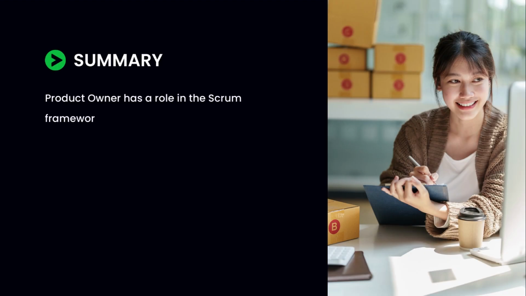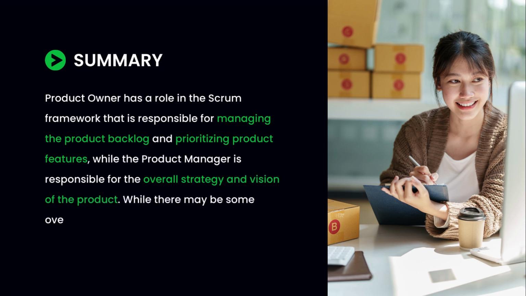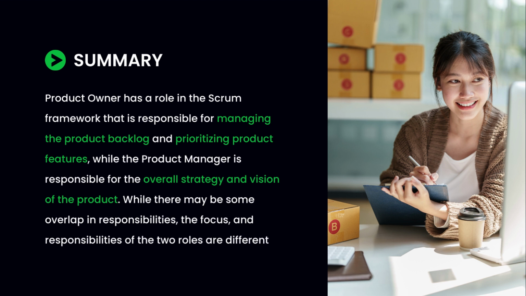In summary, the product owner has a role in the Scrum framework that is responsible for managing the product backlog and prioritizing product features, while the product manager is responsible for the overall strategy and vision of the product. While there may be some overlap in responsibilities, the focus and responsibilities of the two roles are different.